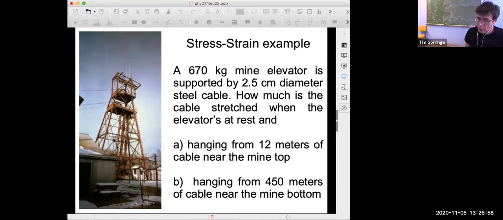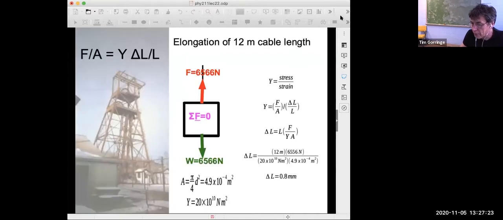And we've already looked at the quiz question. We know that because it's the same steel cable with the same Young's modulus, when there's the same stress on it, it's going to elongate more when it's long and elongate less when it's short. But we're going to quantify that. And so here I'm going to do the calculation, first for the case at the top of the mine shaft, hanging on 12 meters of cable.